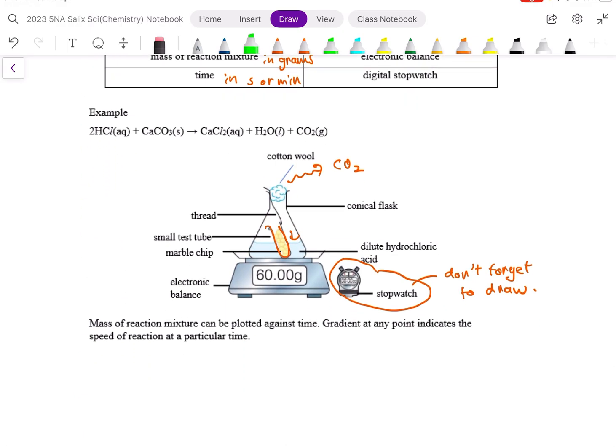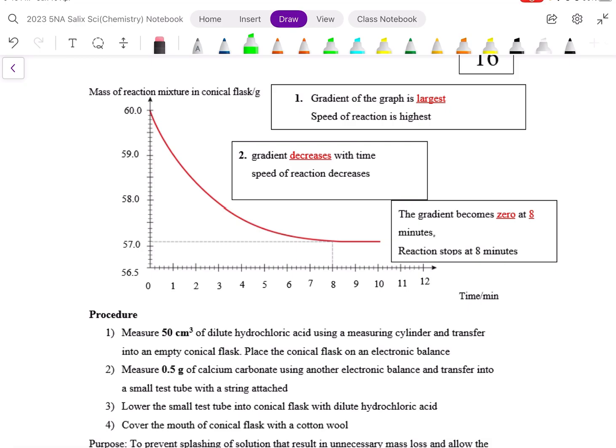So next, you plot the mass of reaction mixture against time. The gradient at any point is the speed of reaction at that particular time. A typical graph that you get is something like this. You will have a decreasing curve. The gradient is the largest initially, let's say somewhere here, steepest. Then as you proceed along, you notice it gets less and less steep, and eventually it becomes zero.